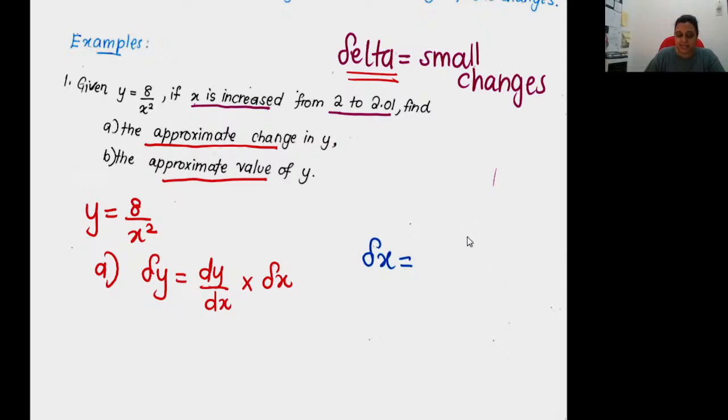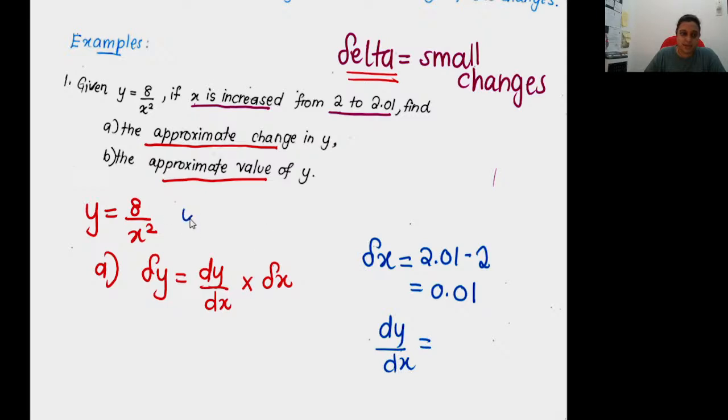Small changes in x. That means you have to take 2.01 minus 2, which gives you 0.01. Okay, you get 0.01 first. This is your delta x. What is dy/dx? Let's find your dy/dx first.